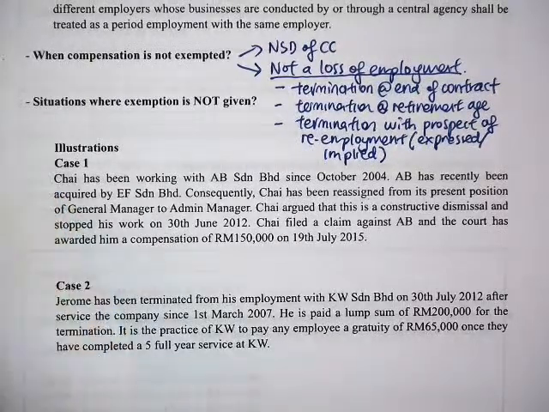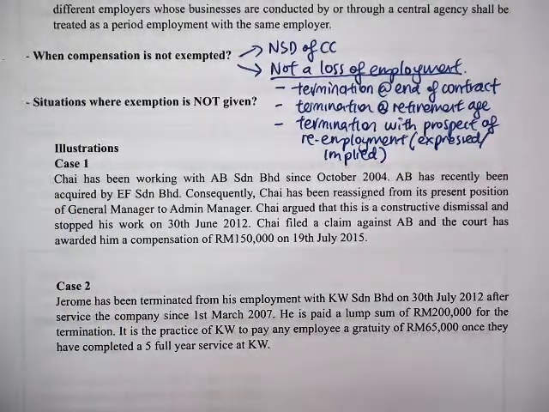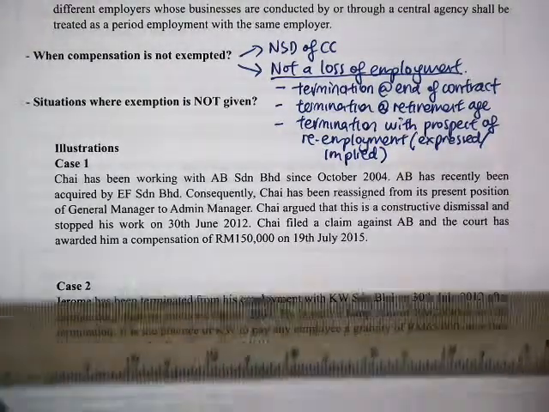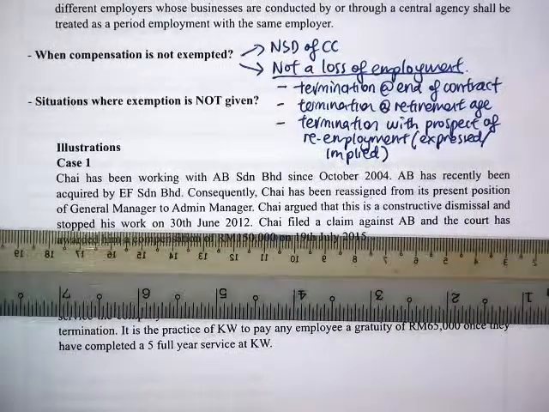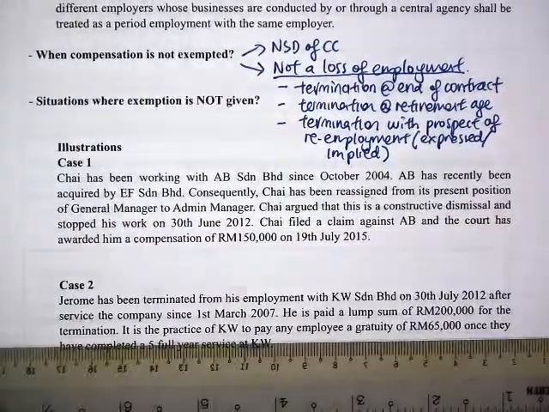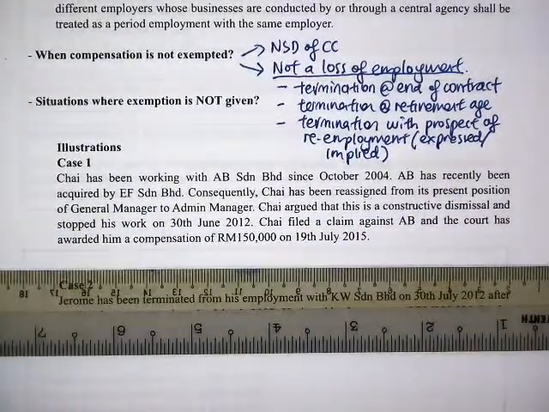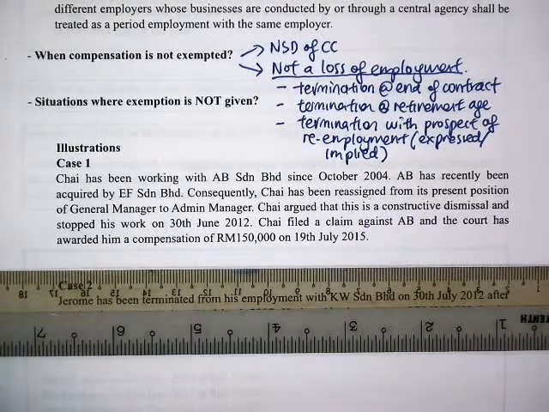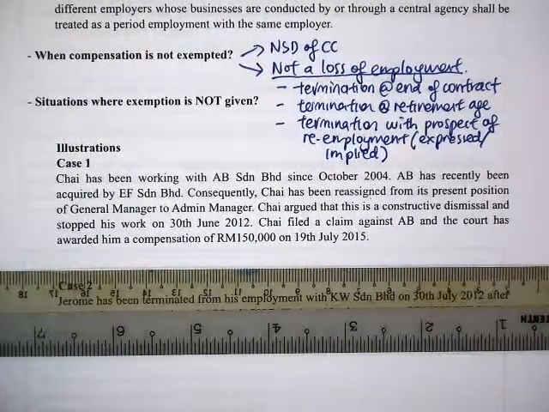Okay, now we look at the illustration here. Chai has been working with AB Sdn Bhd since October 2004. Now AB has recently been acquired by EF. Consequently, Chai has been reassigned from his present position of general manager to admin manager.